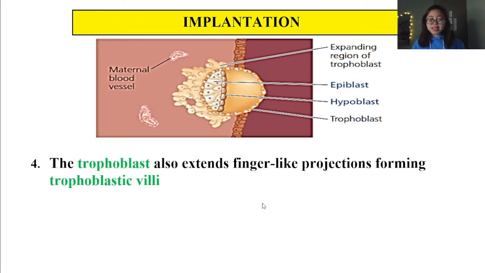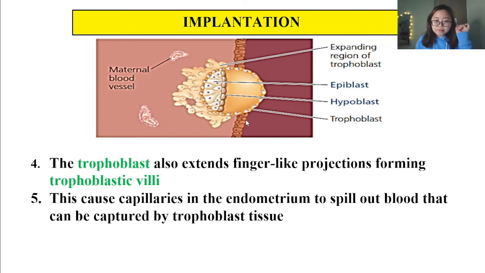The trophoblast at the same time will also extend finger-like projections forming trophoblastic villi. Means lepas dia sudah kasih keluar enzyme dia, dia semakin masuk ke dalam isi endometrium. Pada masa yang sama dia akan tumbuh sel. Okay, it's going to grow its tissue until the tissue looks like finger-like projection. Yang si tissue yang dia sedang kasih panjang begitu tu, itu digelar sebagai trophoblastic villi.